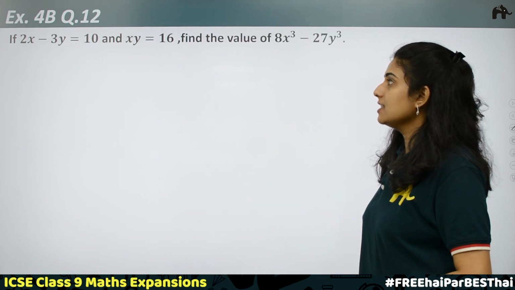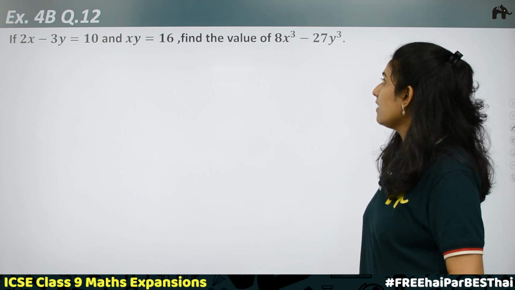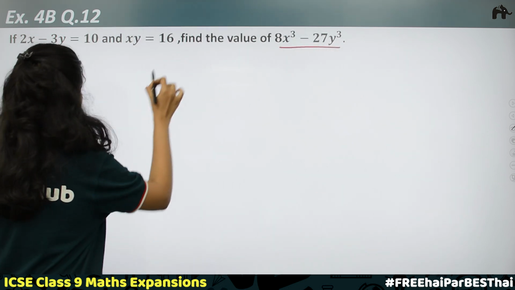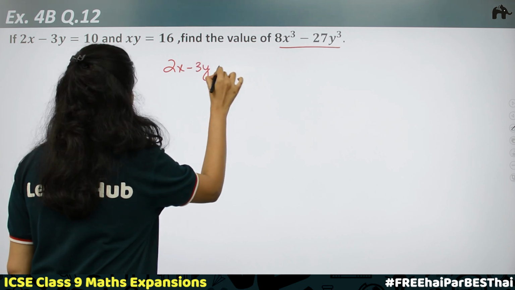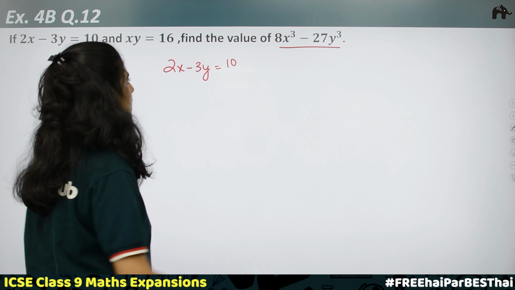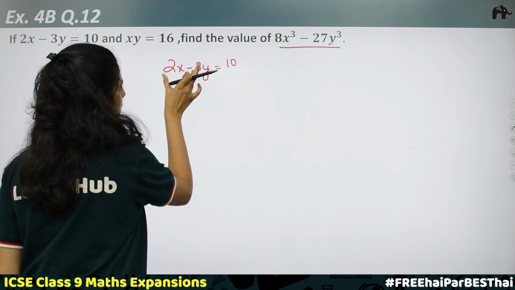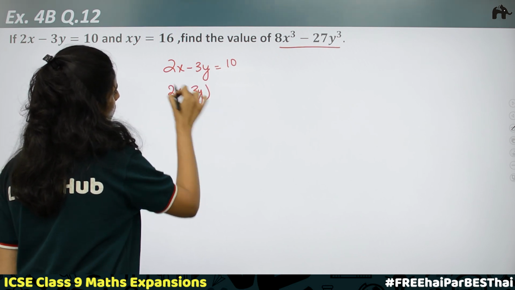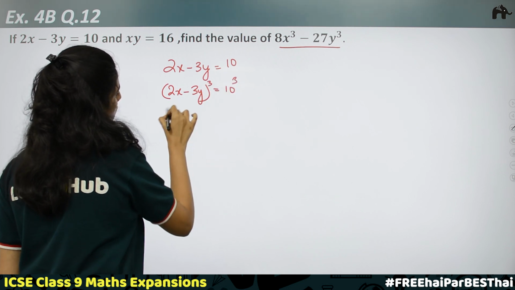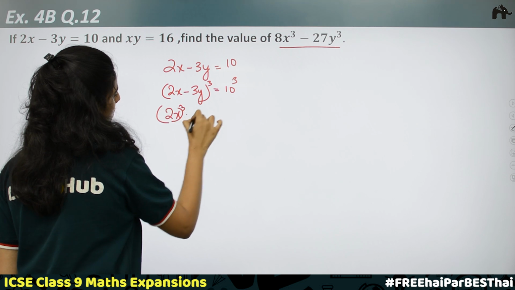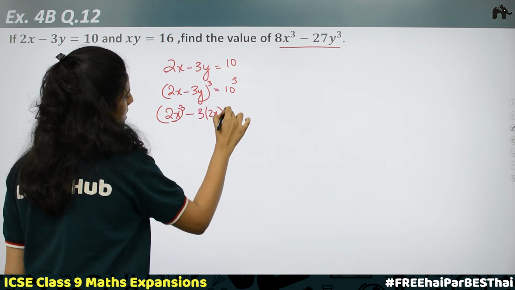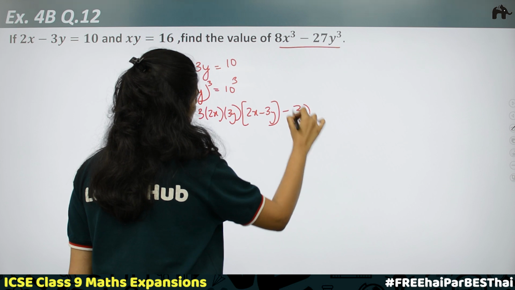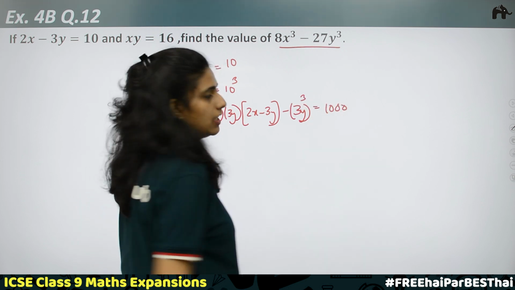Question 12 of exercise 4b. If 2x minus 3y is equal to 10 and xy is equal to 16, find the value of 8x cube minus 27y raised to 3. Okay. Here we are given 2x minus 3y is equal to 10. Next, we need it in the cube form. Therefore, what we do is we will take the cube of this on both sides. So, (2x minus 3y) whole cube is equal to 10 cube. 2x cube minus 3 into 2x into 3y into (2x minus 3y) minus (3y) whole cube is equal to 1000. 10 cube is 1000.